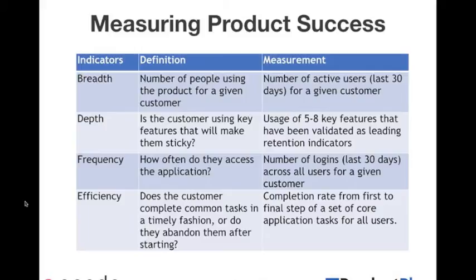The third thing we look at is frequency. How often do our customers access the application? Frequency numbers really depend upon your particular product. In our case, we spend a lot of time looking at the last 30 days. It might be important for you that it's quarterly, annual, daily, or weekly. You pick the frequency that makes the most sense, and then you look at how things trend over time with that frequency component.